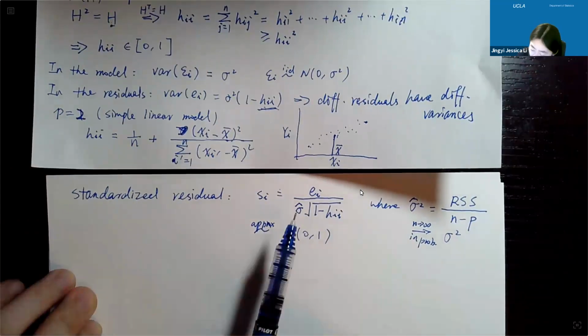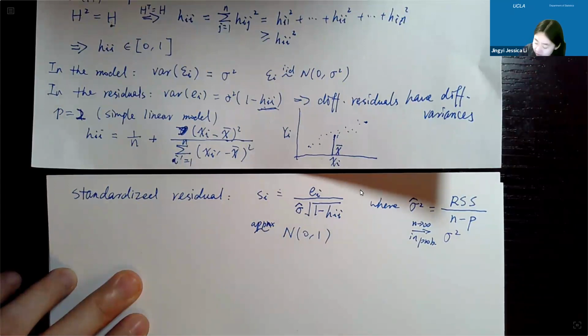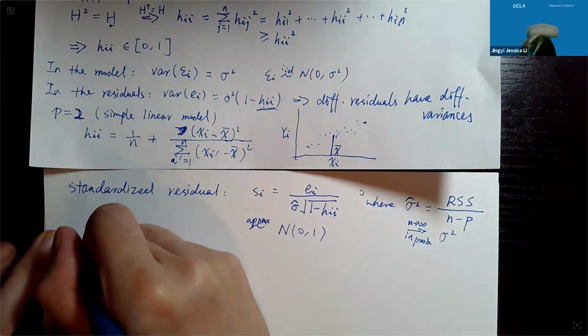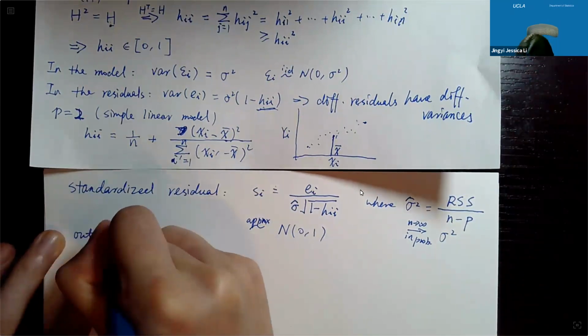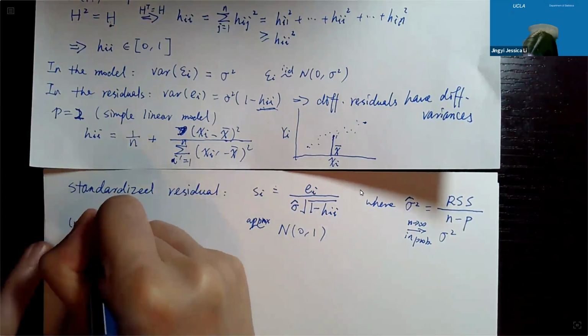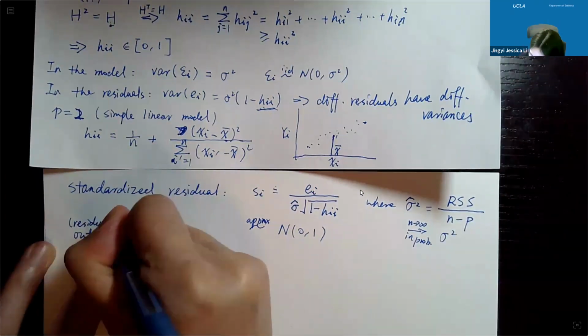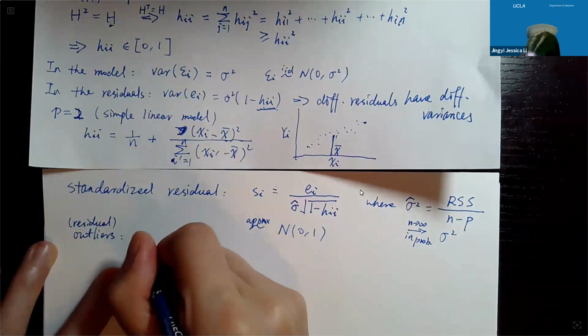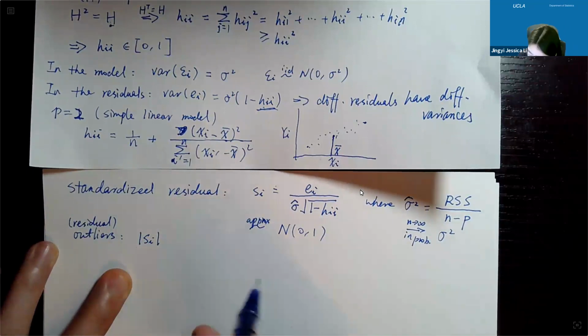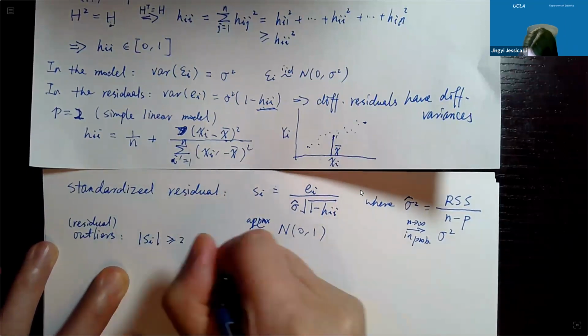And this can also help you decide whether some residuals are unusually large so that you can call them outliers. So the rule of thumb, and this outlier is in terms of residual outliers. The residual is unusually large. The rule of thumb is to look at the absolute values of the standardized residuals and see if they are greater or equal than 2.